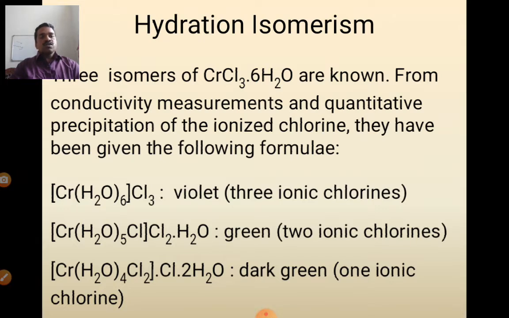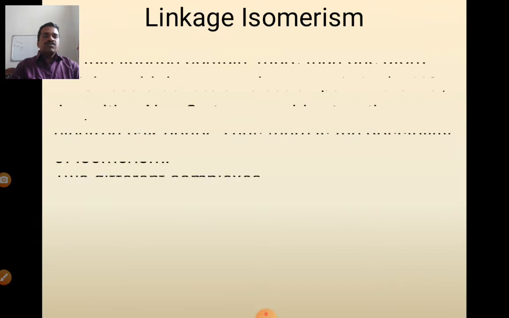In its isomer, which is green in color, one water molecule is outside the coordination sphere, remaining as water of crystallization, and one chloride is inside the coordination sphere. In the second isomer, two water molecules are outside the coordination sphere, and this remains as water of crystallization. We call it hydration. Only the role of the water molecule is changing. In the first, all water molecules were ligands. In the second, five water molecules are ligands and one water molecule is acting as water of hydration. That's why such isomers are called hydrate isomers, and the phenomenon is known as hydration isomerism. The third type of isomerism is linkage isomerism.